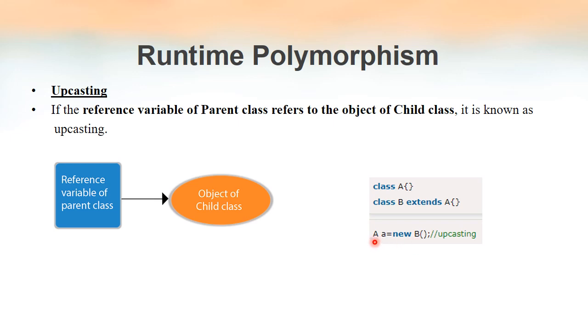So here what's the relation between A and B? A is the parent class of B and B is the child class. So the reference variable of parent class is referring to the object of child class, and this is possible only if there exists an inheritance relationship between them. Otherwise this line will show an error. So this is known as upcasting.